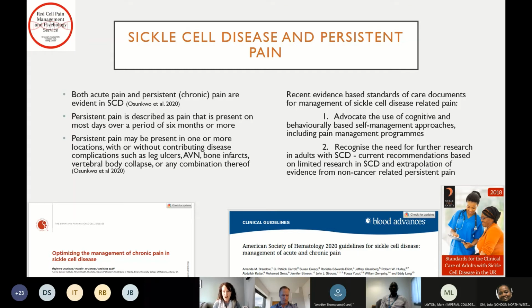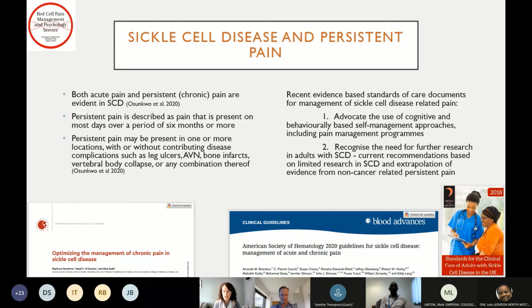And there's a very helpful recent publication that I've just put on the screen there by Oswunko and colleagues. And they very helpfully highlight that persistent pain may be present in one or more locations in the body and can be present with or without evidence of contributing disease complications. And I think that can be a very helpful thing to highlight.